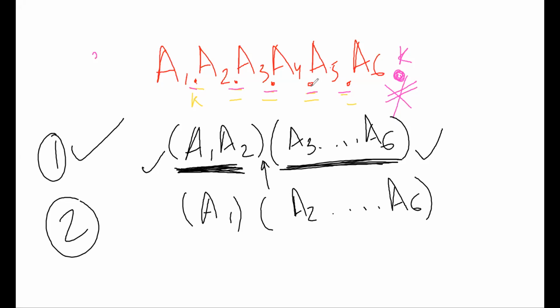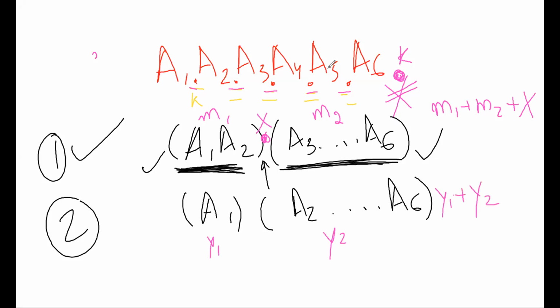You'll say, I'll first find out the minimum number required for this. Let's say it is M1. What is the minimum required for this? This is M2. Then the total number of multiplications for this chain is M1 plus M2 plus, since you're partitioning it here, you have to then multiply these two. Let's put a capital X for that: the number of multiplications required to multiply these two subchains. For example, this is Y1 and this is Y2. So the total number of multiplications is the minimum number of multiplications for this subchain and this subchain, and the number of multiplications to multiply the matrix on the left and the resultant matrix on the right.